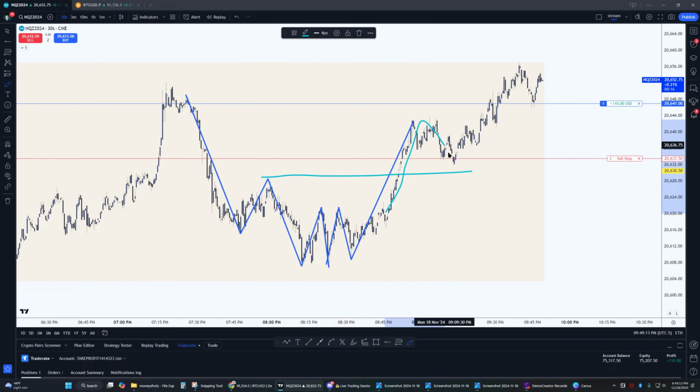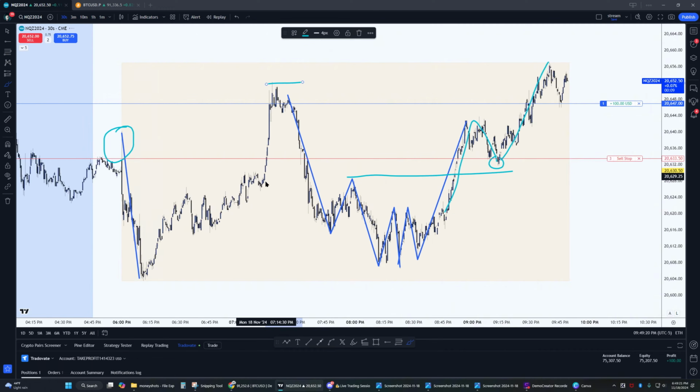And price drops down here. You could enter long here, take price up, targeting this high, because this high did not lead to a lower low. Therefore, it is a weak high, a high that we should expect to see broken.